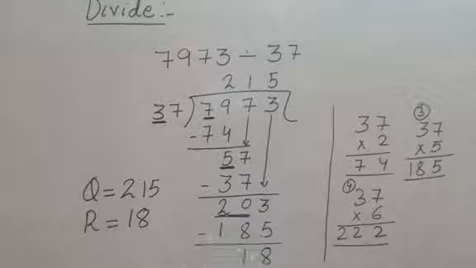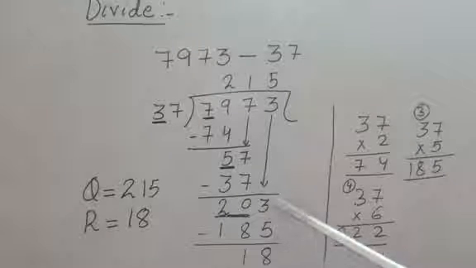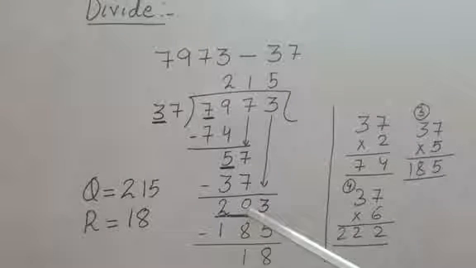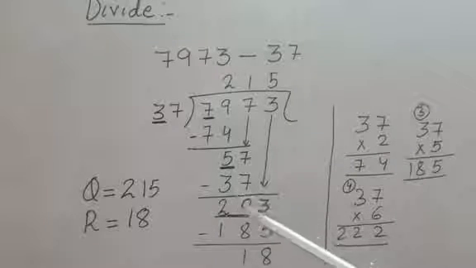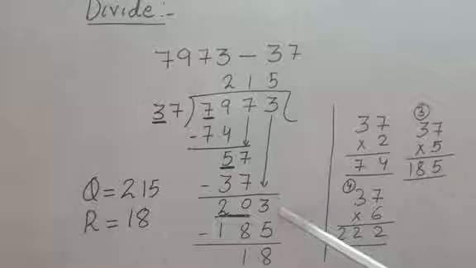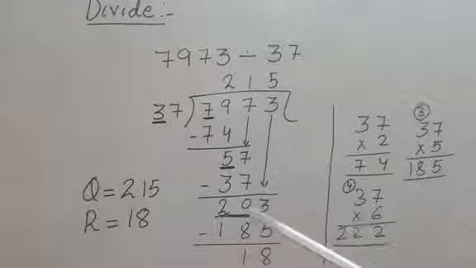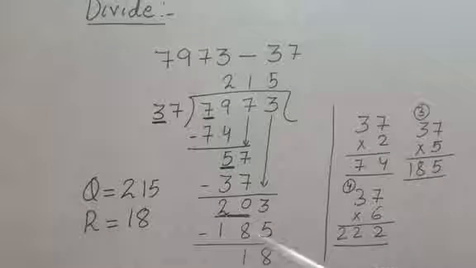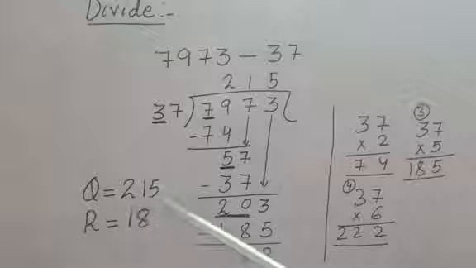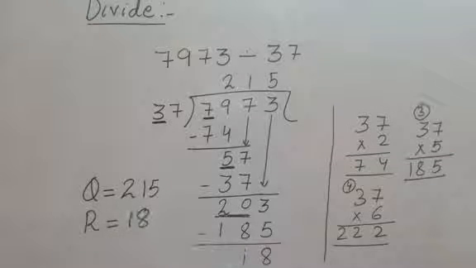Then I will subtract. Now 5 cannot be subtracted from 3. So I will borrow from 0. 0 will borrow from 2. This 2 will become 1. And this 0 will become 10. Now this 10 will give to 3. 3 will become 13. And this 10 will become 9. So 13 minus 5, 8. 9 minus 8, 1. In this way I got the quotient 215 and my remainder is 18. I hope you understood. Thank you.